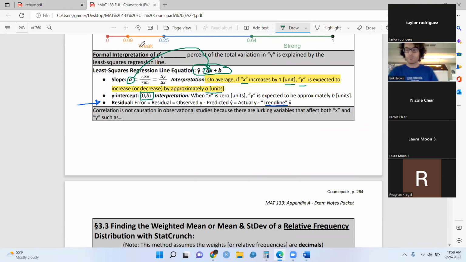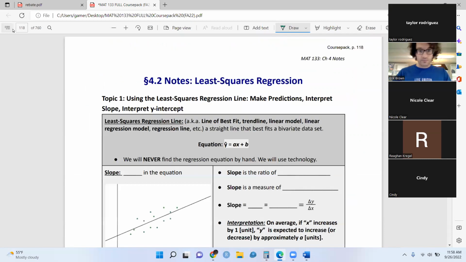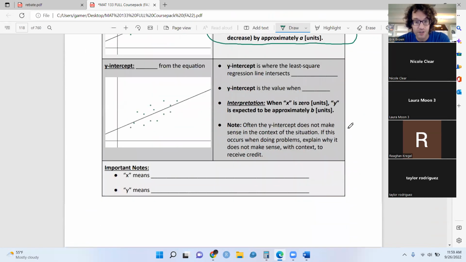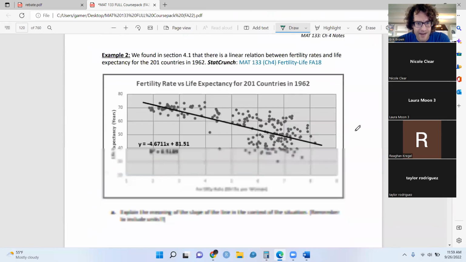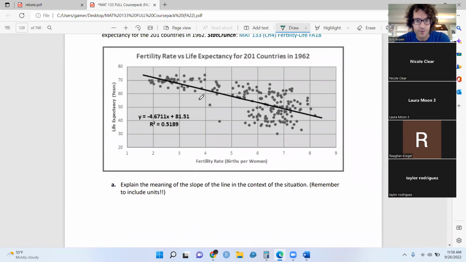Talk to me, Taylor. I think what we're trying to do on our notes on page 118, I think, is that the same thing that we're doing now? 100%. Yep. Good. We're working on this piece, making sure we can write that sentence interpretation. And the notes where you practice that sentence was right here. Explain the meaning of the slope in the context of the situation. Here you did fertility rate versus life expectancy, showing that the more children are born, the shorter the nation's life expectancy is.